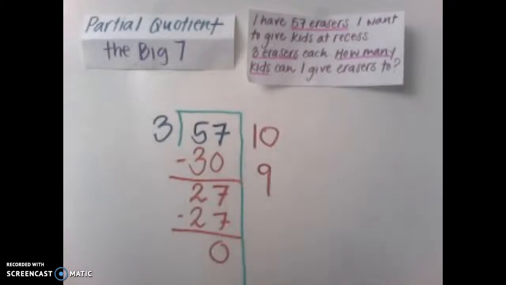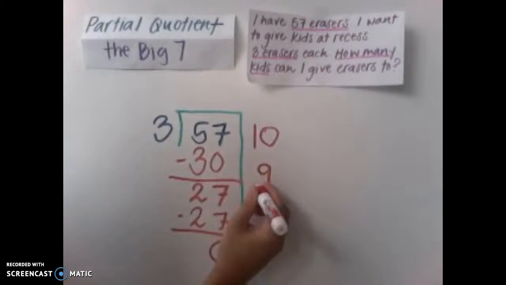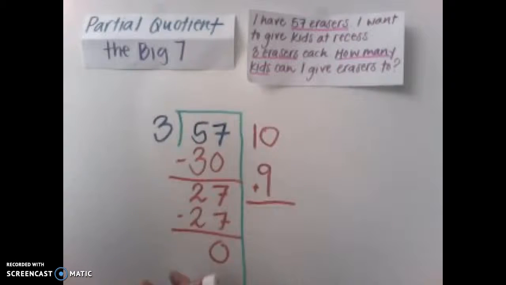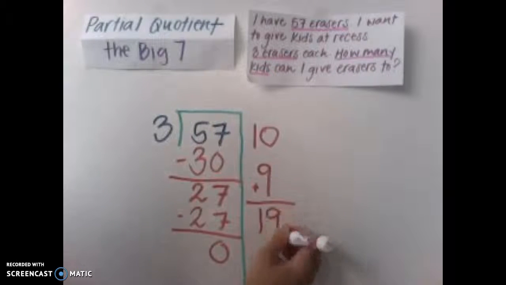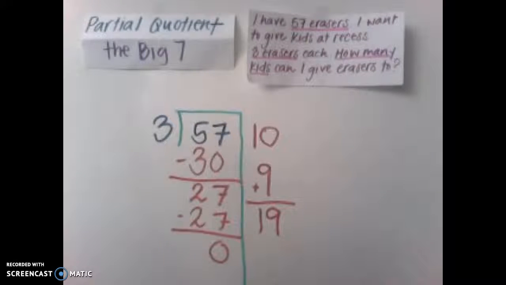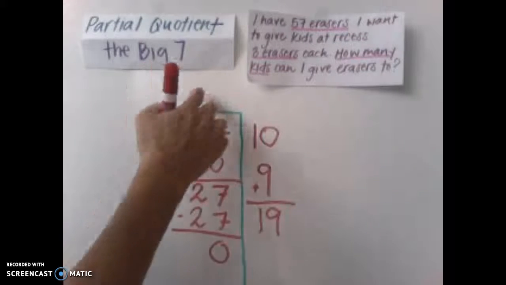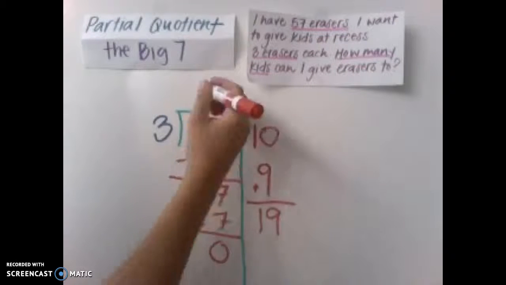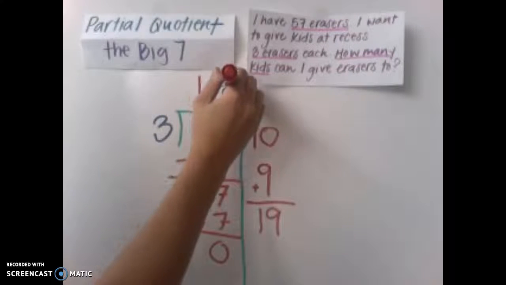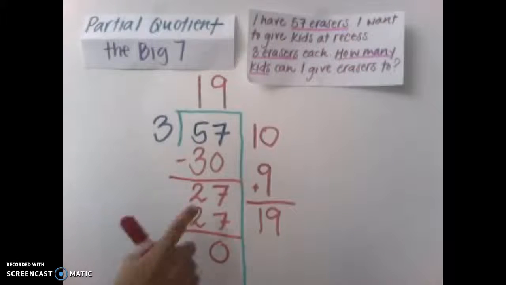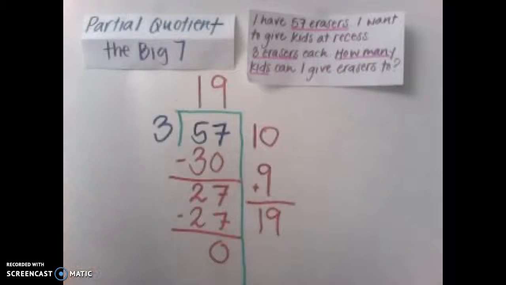All right, let's do some thinking about what I did here. First I gave 10 kids 3 erasers. Then I gave 9 kids 3 erasers. And then I didn't have any erasers left. So how many kids did I give erasers to altogether? Well, I'm going to put my 10 and my 9 together. 10 plus 9 is 19. That's how many kids got erasers. Now, just like we've done with other division problems, our answer goes above. And I line up my place values, my 1's place and my 10's place.